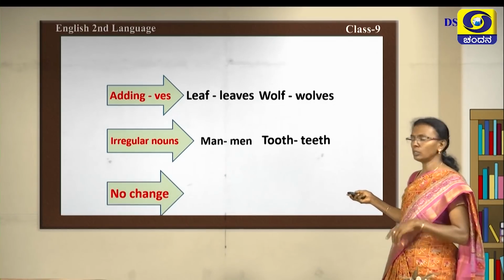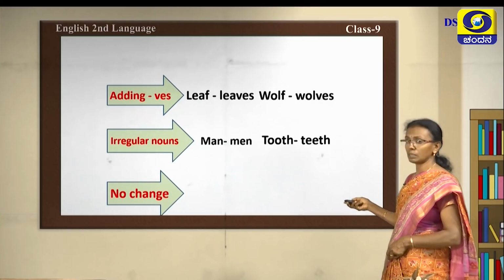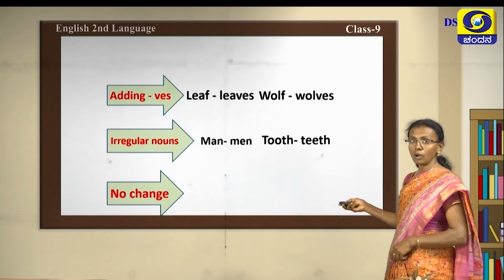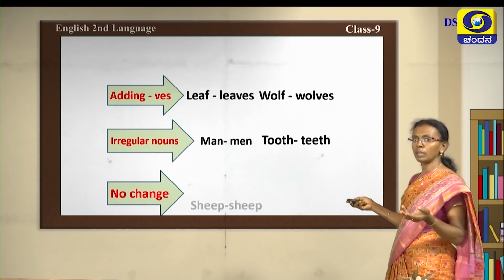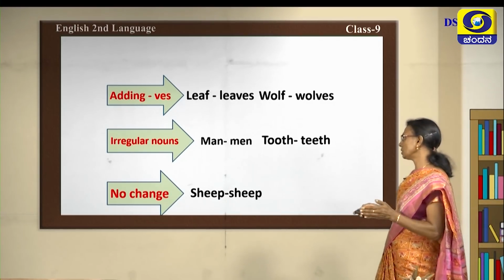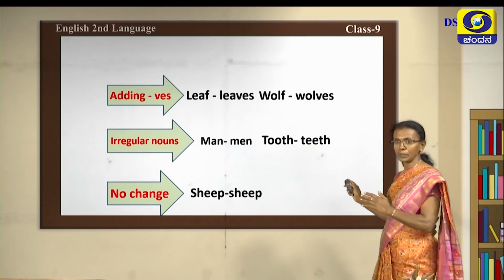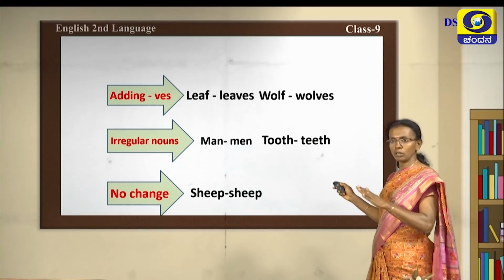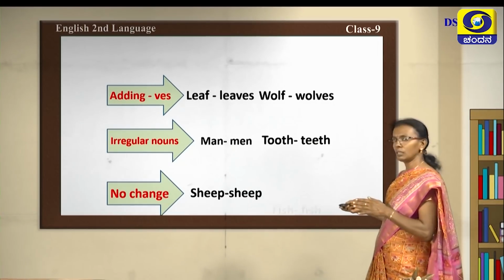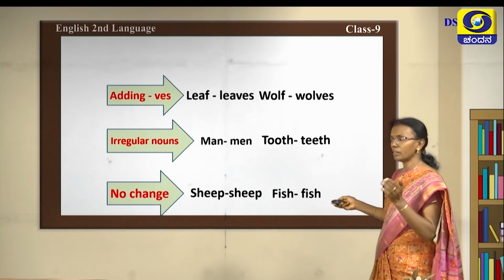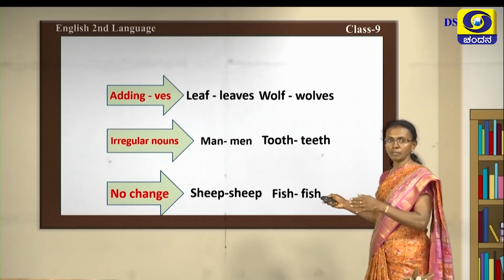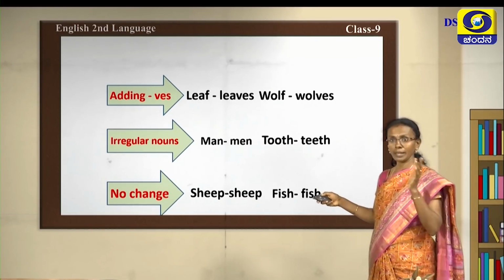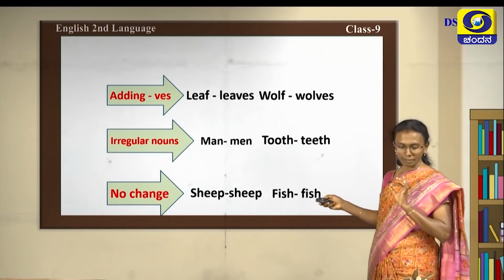Next we go to no change. This is something surprising, is it not? So how it can be no change? No change, see, you can see when we make plural, these words remain the same. Sheep, sheep. In plural also we call them sheep. Now we go to another one, fish, fish. Plural form of fish is fish only. Fishes sometimes they call, but this is fish only.